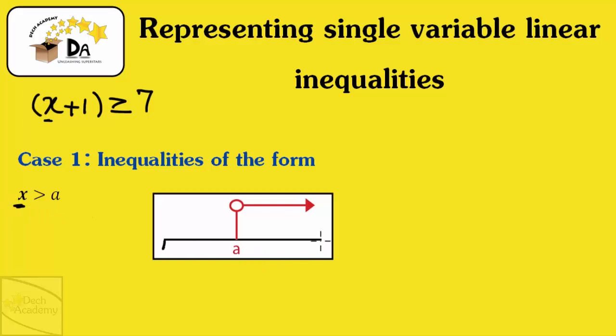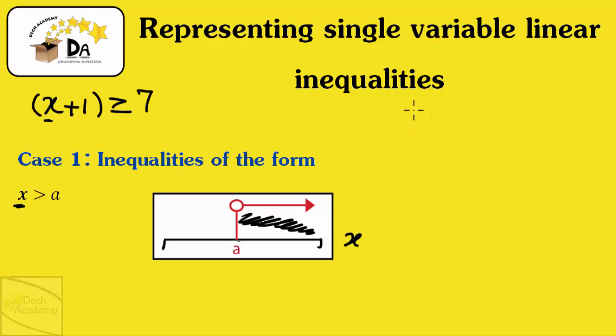line, locate the number, in this case a, draw a vertical line with an unshaded circle and an arrow pointing towards the right. The arrow pointing towards the right tells us that this number line represents values of x greater than a. In this region to the right of a, values of x greater than a are valid values. The unshaded circle tells us that x is not equal to a. So the whole combination of this unshaded circle and the arrow pointing towards the right tells us that only values of x greater than a are allowed.